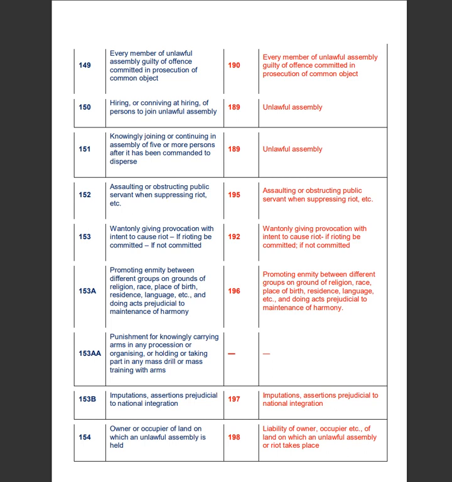Section 151 of the IPC deals with knowingly joining or continuing in assembly of five or more persons after it has been commanded to disperse. Section 189 of the BNS deals with unlawful assembly. Section 152 of the IPC deals with assaulting or obstructing public servant when suppressing riot, etc. Section 195 of the BNS deals with assaulting or obstructing public servant when suppressing riot, etc.